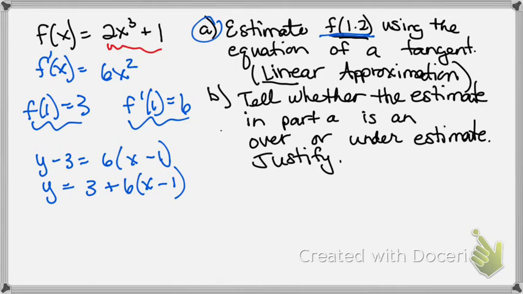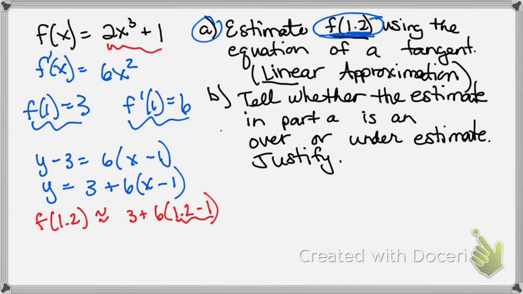Now we're going to use that equation to estimate this value, which means plug in the 1.2. Okay, so I plug in the 1.2 for x, and it's supposed to be something you can just do in your head. 1.2 minus 1 is 0.2. Times 6 would be 1.2, and then add 3. Okay, so the value of my estimate is 4. And that's the answer to part A.